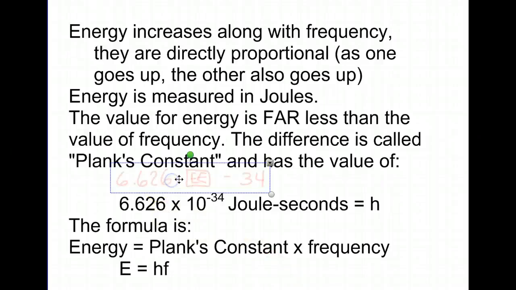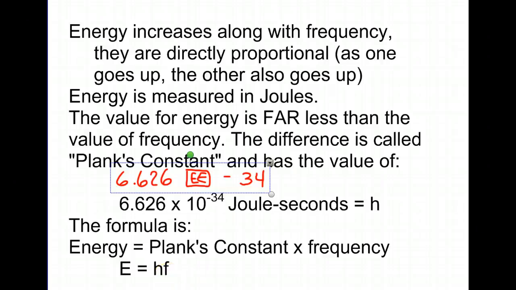And again, the way to plug this into your calculator, 6.626 EE button, negative 34. So the formula that we're going to use, sorry, bells keep ringing, is E equals HF. So H is Planck's constant and F is frequency.